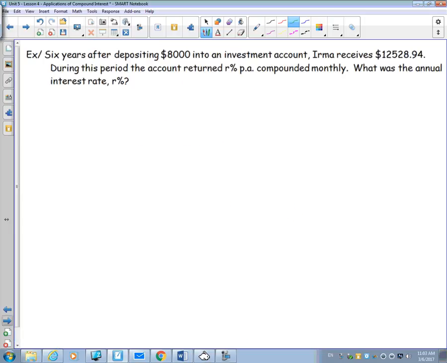So I can give you guys one to try. Pause it and give yourself a try. 6 years after depositing $8,000 into an investment account, Irma receives a little bit more than that. She's got $12,000 now. During this period, the account returned R% compounded monthly. Can we figure out R?